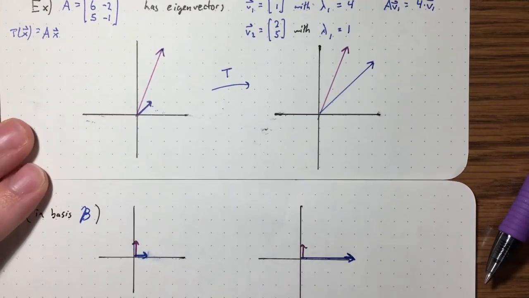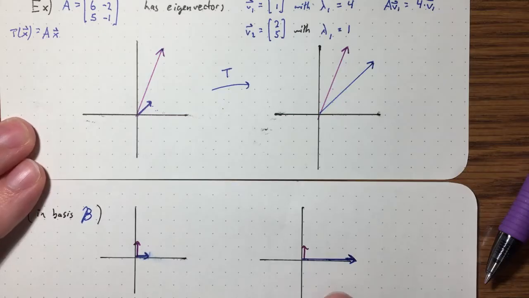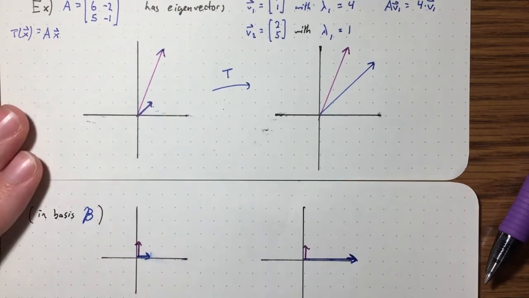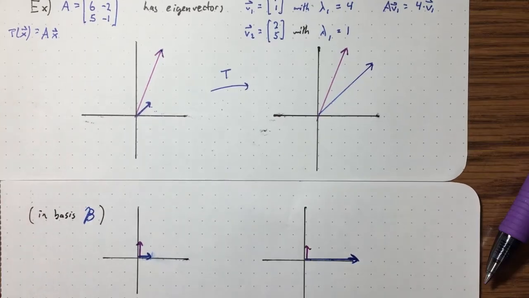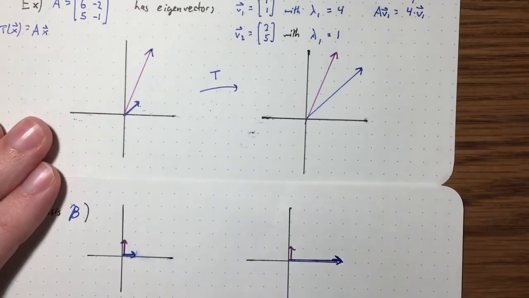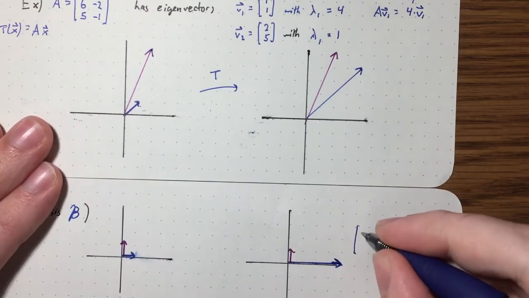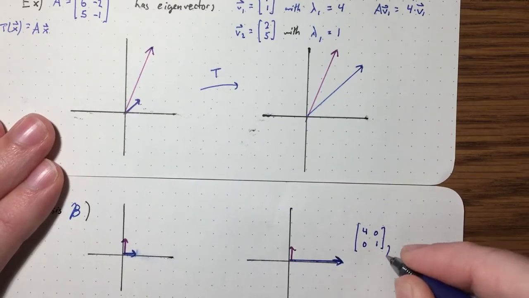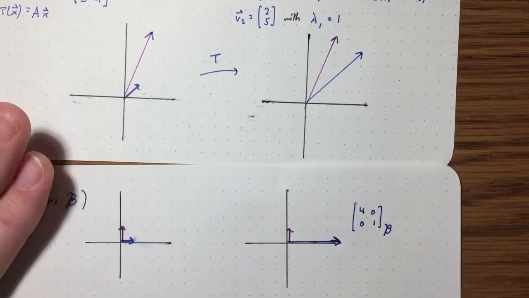Okay. Because I can understand this really nicely, and I can do other things like take powers of the new matrix that I get. By the way, what would the matrix look like? It would look like this. 4, 0, 0, 1. But this is with respect to my new basis B, so maybe I'll write a B down there. Okay.